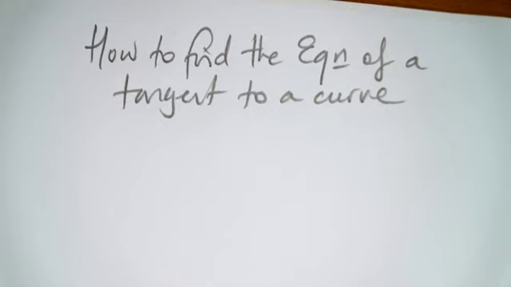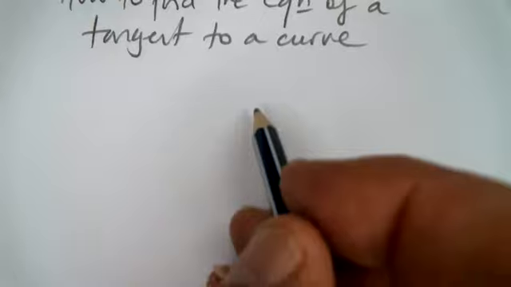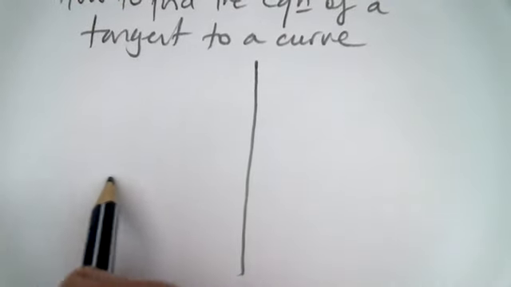Now we're going to combine a few of the skills that we've learned, including finding the coordinates at a point, finding the gradient at a point, and bring these together to find the equation of a tangent to a curve. So let's imagine we have something very simple. I'll make it y equals x squared.